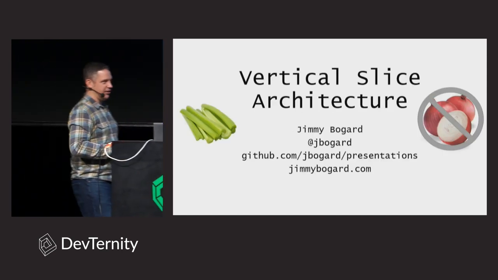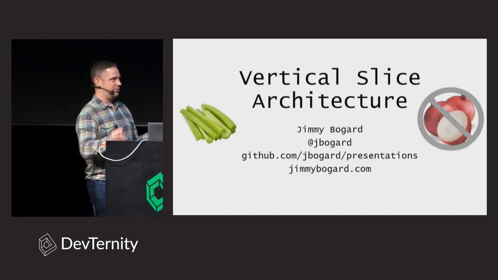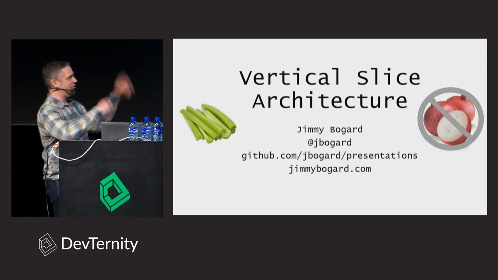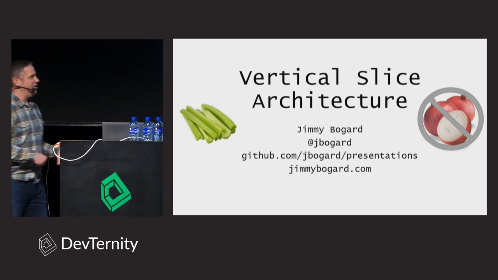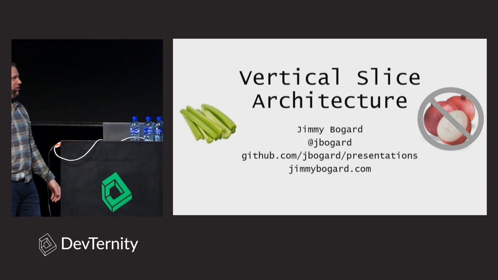So say no to these circular vegetable star architectures and say yes to vertical slice architectures, and you too can have a very maintainable system over time.